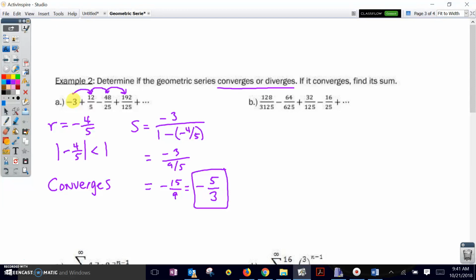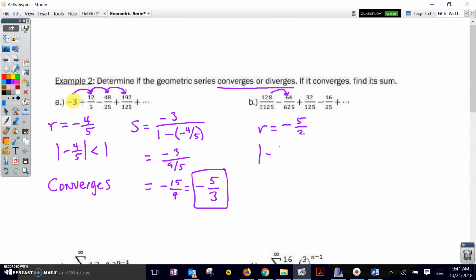Alright, next one, my common ratio. In order to get from one term to the next, I'm multiplying here by negative 5 over 2. Make sure you confirm that in your mind. The denominator is getting smaller by a factor of 5, the numerator is getting smaller by a factor of 2. That's caused by multiplying by negative 5 over 2, and the sign's alternating. That's why it's negative.